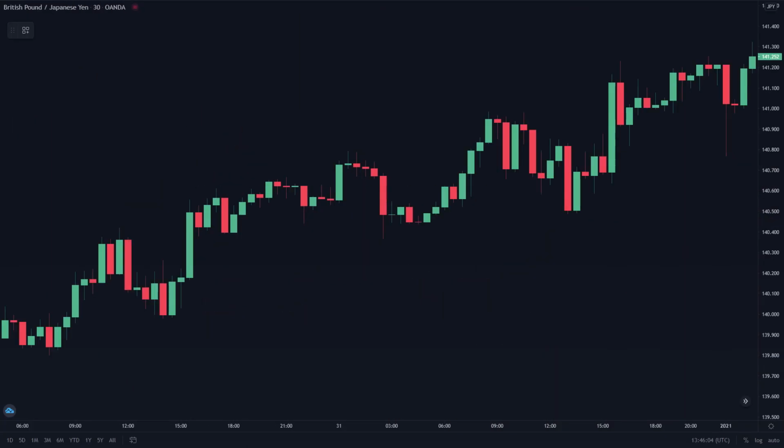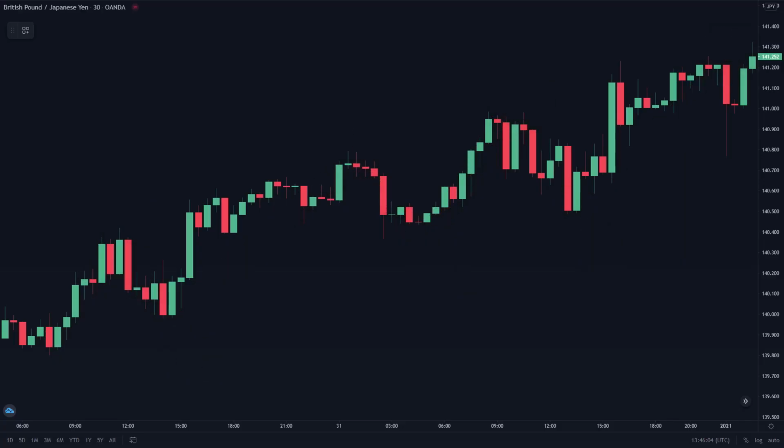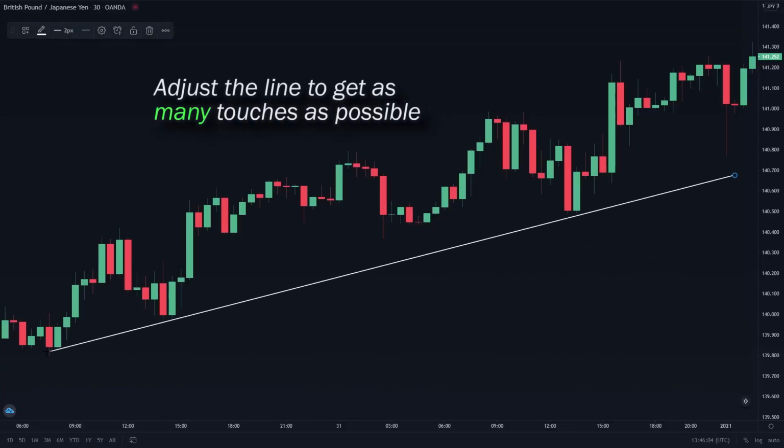In this chart, we spotted a current uptrend as prices made higher highs and higher lows. Now, because this is an uptrend, it means you want to place your trend line below the trend. Then, you want to adjust the trend line to get as many touches as possible.